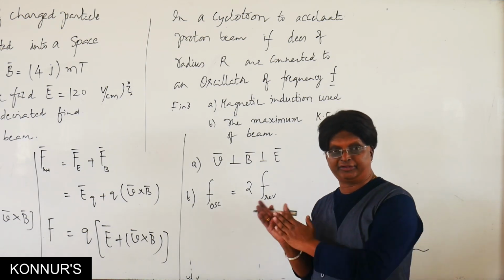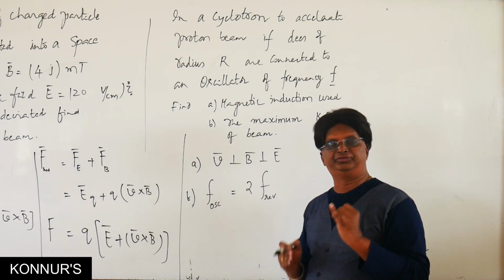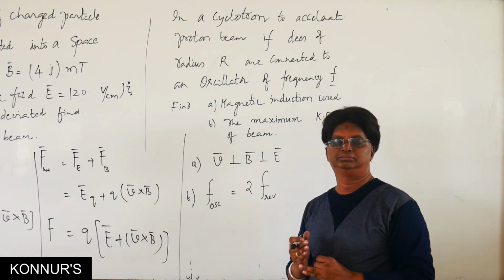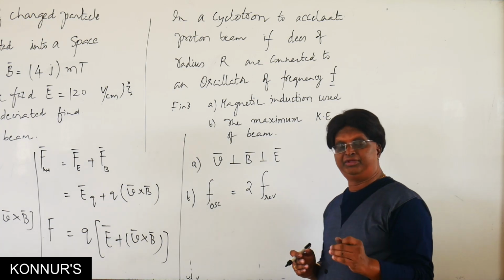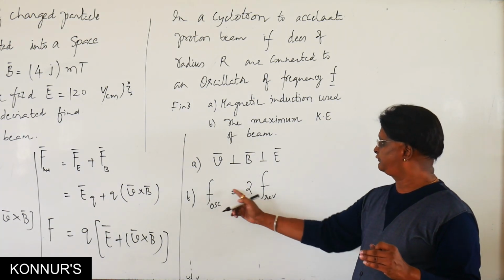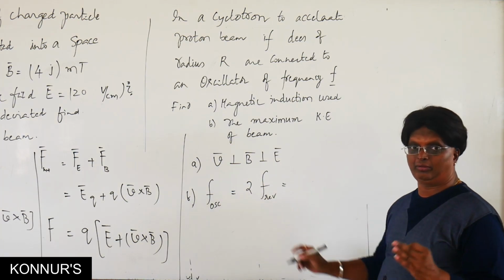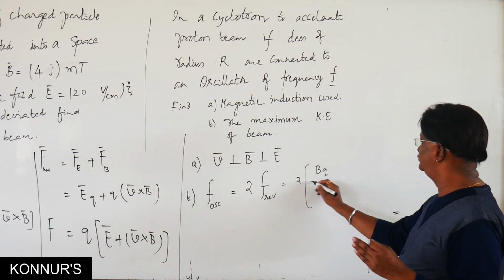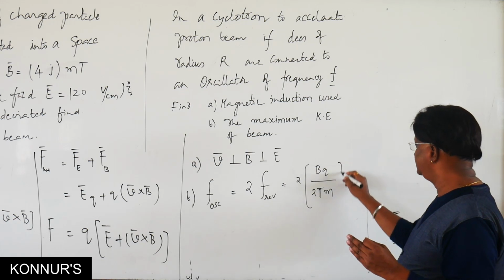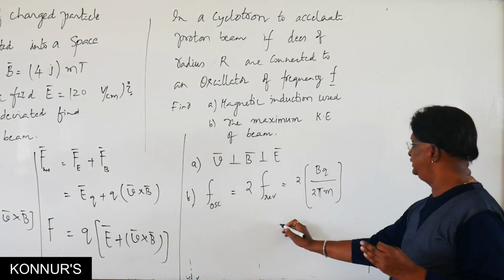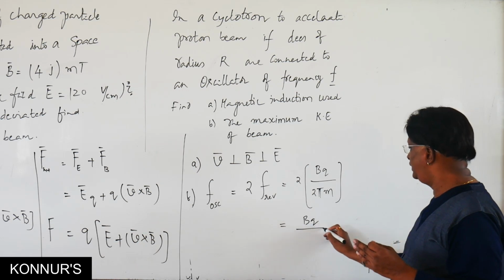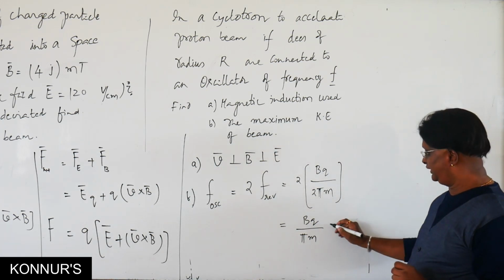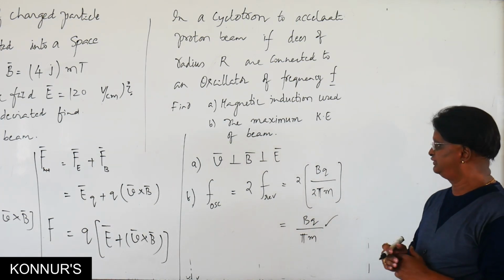I repeat my statement. In the cyclotron, the radius of the circle described by the beam gradually increases, kinetic energy also increases, but frequency remains the same. And if the frequency is f, the oscillator frequency should be double. We have already given the expression for revolution frequency: it is Bq by 2 pi m. Therefore, the required frequency is Bq by pi m. This is one expression, and one of the solutions for our questions in NEET and CET.